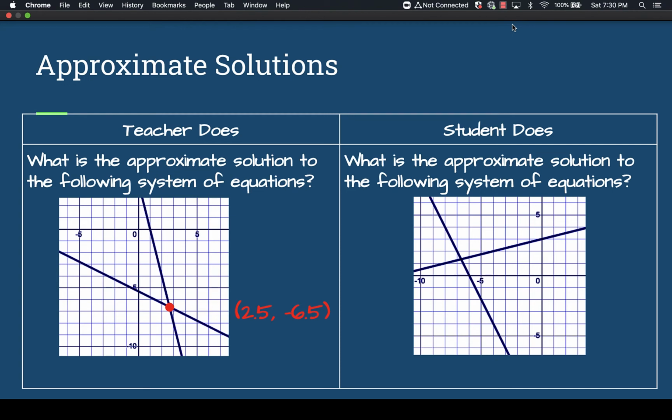Pause the video again and approximate where the solution is for your graph. Check your answer. You should have said it was somewhere about (-6.5, 1.5). Again, if you did 0.75 or 0.25, that's your choice. It should be somewhere around this answer.